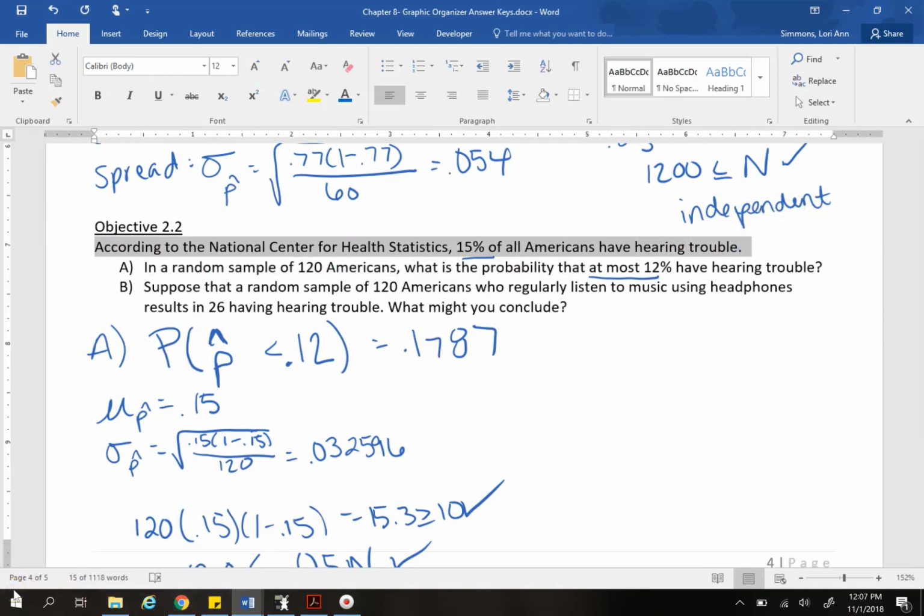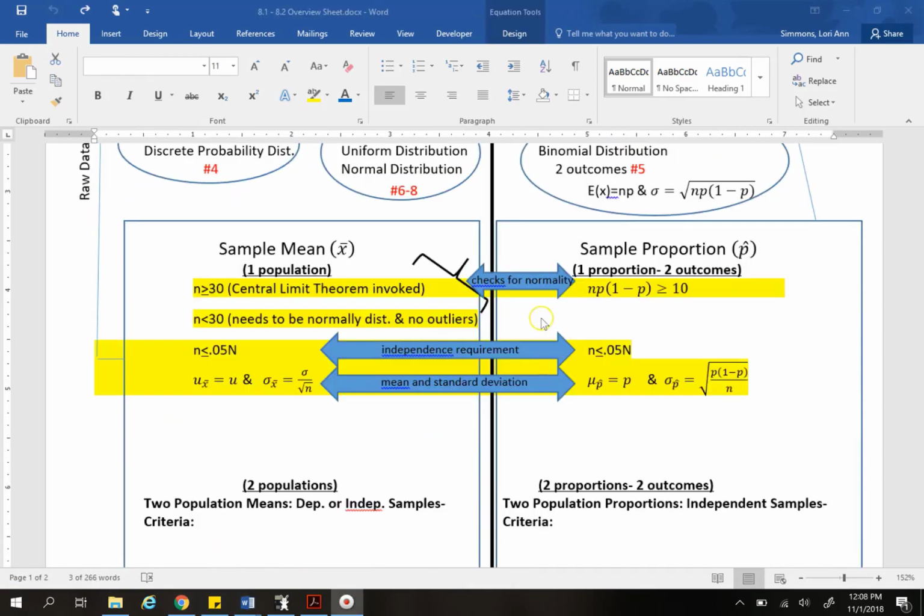So let's go back to the overview sheet and cover what we just covered in 8.2 on there. Here we have our sample proportion. This is to check for normality, again our independence, and then here we have our mean and our standard deviation formulas.